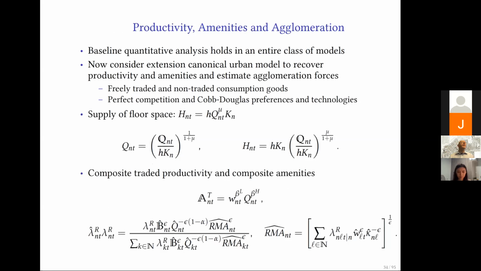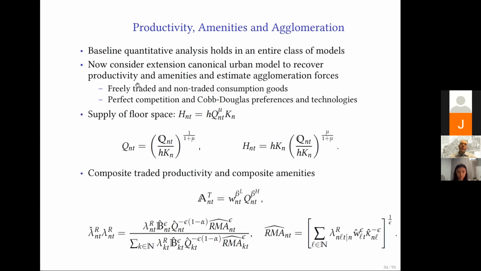When we want to recover productivity and amenities and estimate the strength of agglomeration economies, in this next part of the talk, we do need to impose a little bit of extra structure. And so we have to make some stronger assumptions here. And so I'll just flag that to you before I show you the model's implications for productivity and amenities.